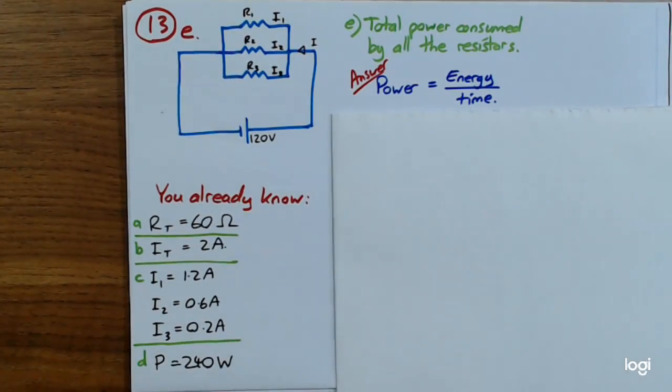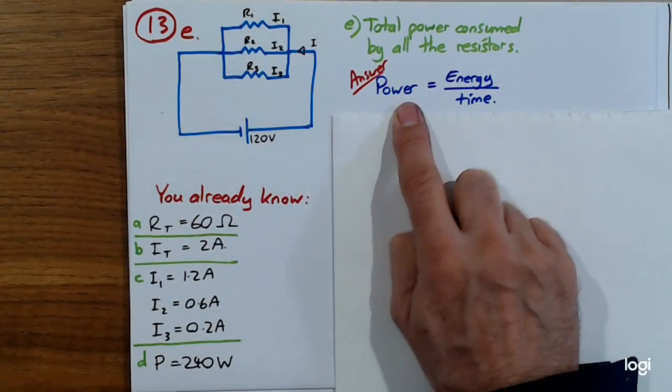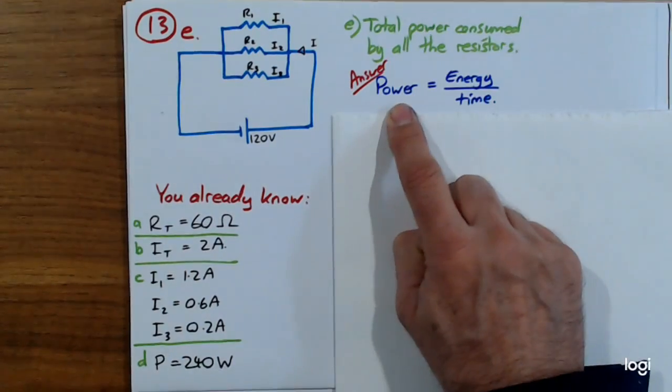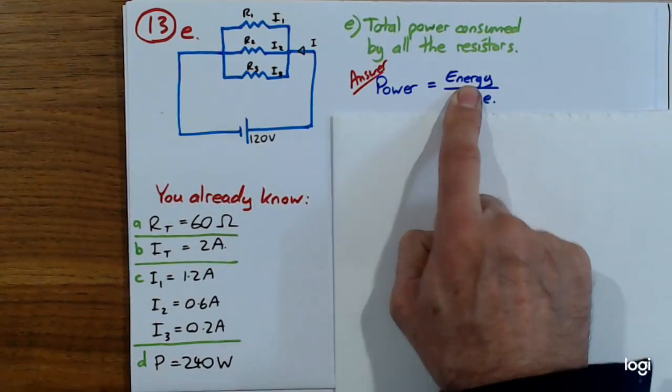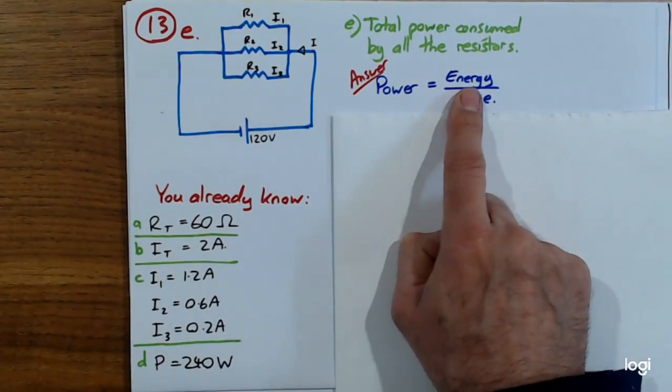Way back in about year 8, we told you that energy can't be created or destroyed. It can only be changed into certain types. And power is just how fast energy gets used. It's energy divided by time. Voltage in particular is how many joules each coulomb is carrying with it.